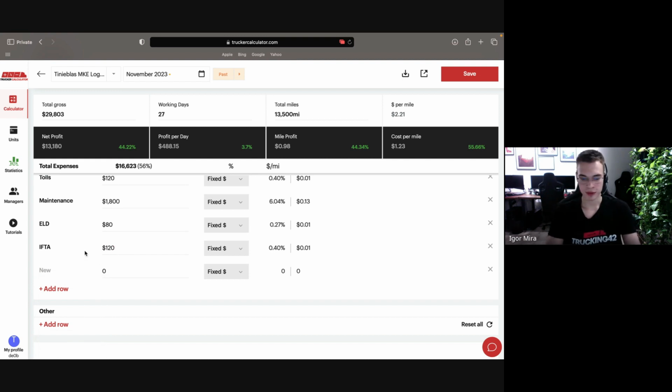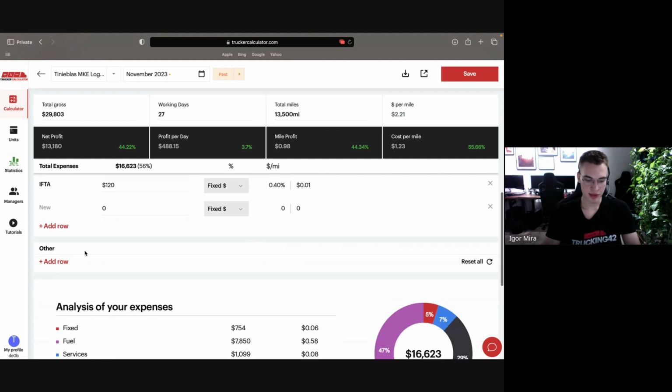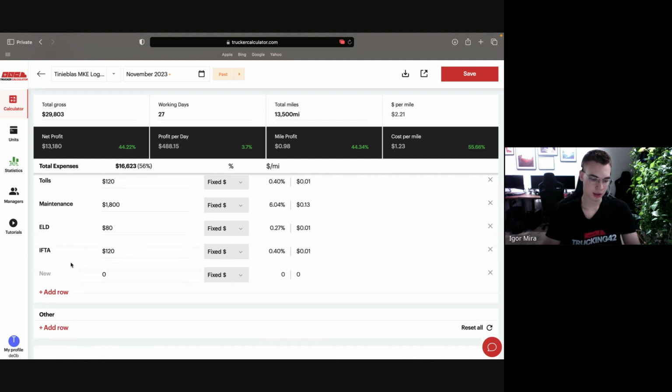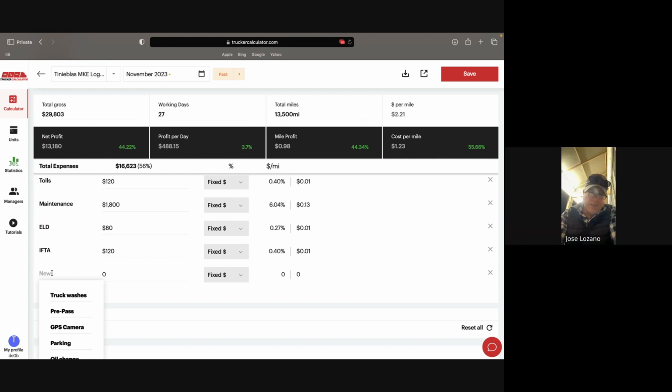But in case you have any additional expenses, you see we don't have any pre-filled rows, but you can also always add a new row here. So if you have any other expenses, please share. I had no extra expenses. I kind of break down everything, what I have, what I use.